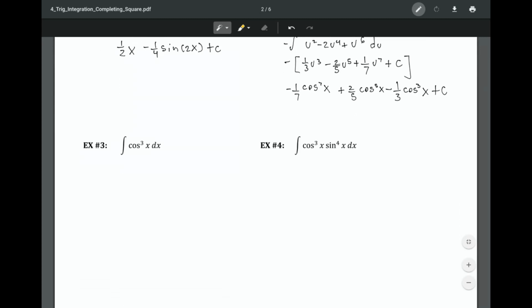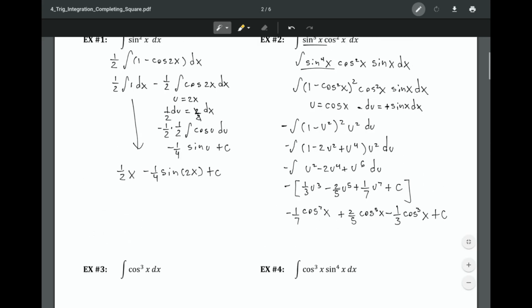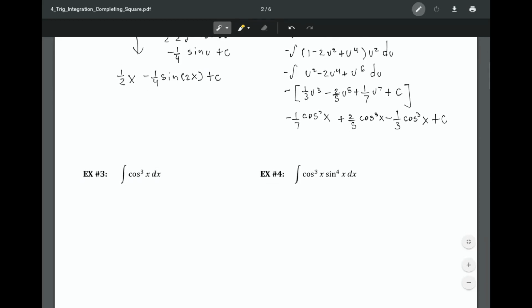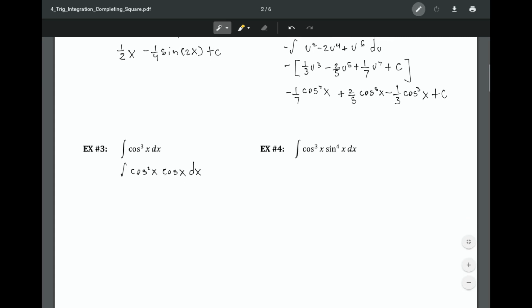All right, so let's go to example 3. Even though in example 3 we don't have a cosine and a sine, this is a little bit different than this one, where if I have an odd function, I'm going to try to break this down where I have one of the cosines to the second power. Basically, I'm going to factor out one of the cosines and see what happens. Sometimes it may work, sometimes it may not.